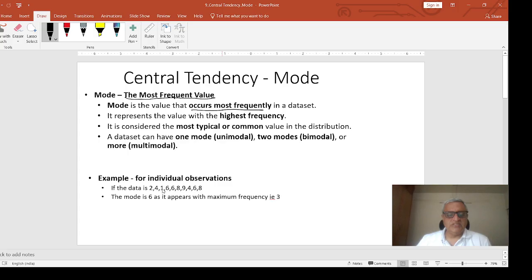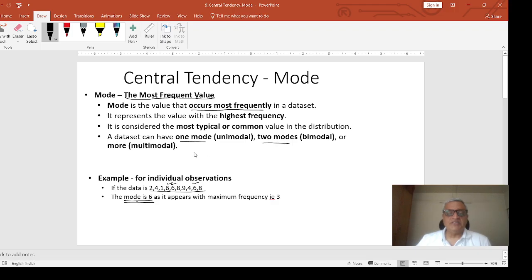If I have a data set which comprises 2, 4, 1, 6, 6, 8, 8, 9, 4, 6, 8, these are the elements in the data set, and if you really see, 6 appears 3 times. So 6 is the most occurring value, and it is the mode. Right? In a data set, we can have one mode, we can have two modes, which is bimodal, or multiple modes.